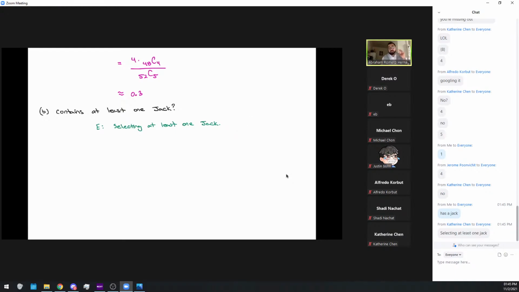Now, what does it mean to have at least one jack? Well, that means that you could have one jack, 2 jacks, 3 jacks, or a maximum of 4 jacks. That's what that means. So how do we do this? Well, again, my sample space is still 52 choose 5. So let's say I want to find the probability of this event. I'm just going to write that down because I have to have 5 cards in my hand.